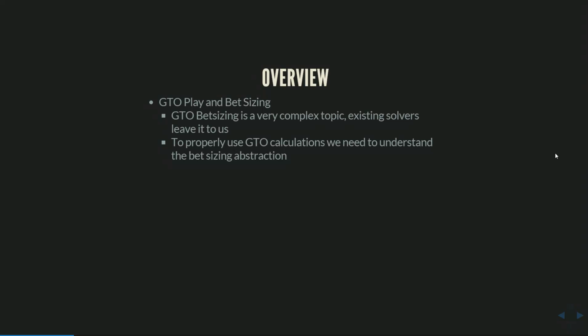And so whenever we layer this bet sizing abstraction onto the full game of no limit hold'em, we're actually solving a game where our opponent uses the bet sizes we assume and we use the bet sizes we assume, and both players know that assumption.